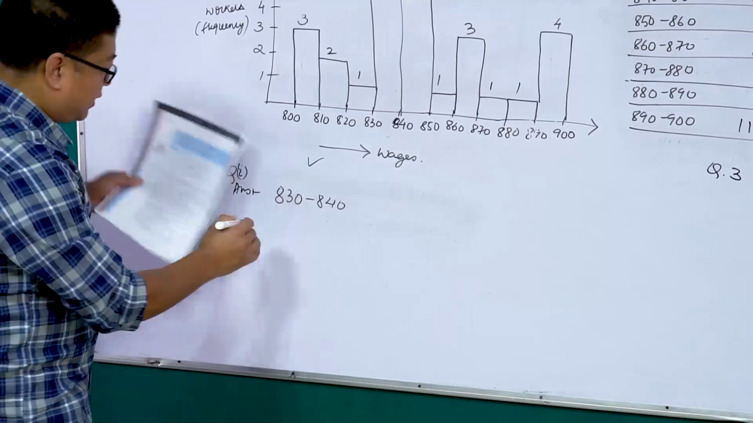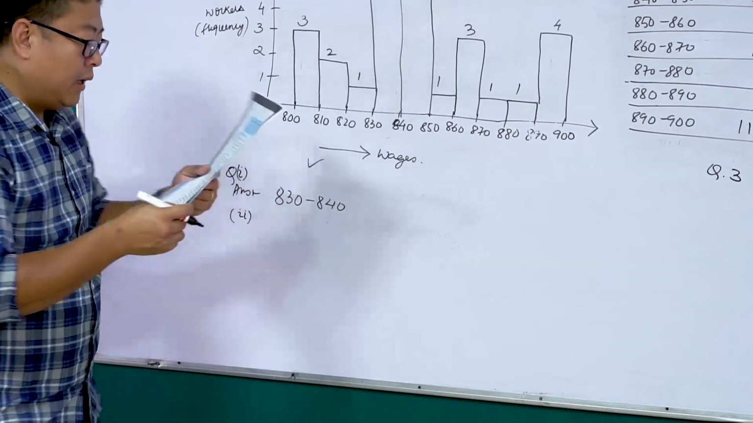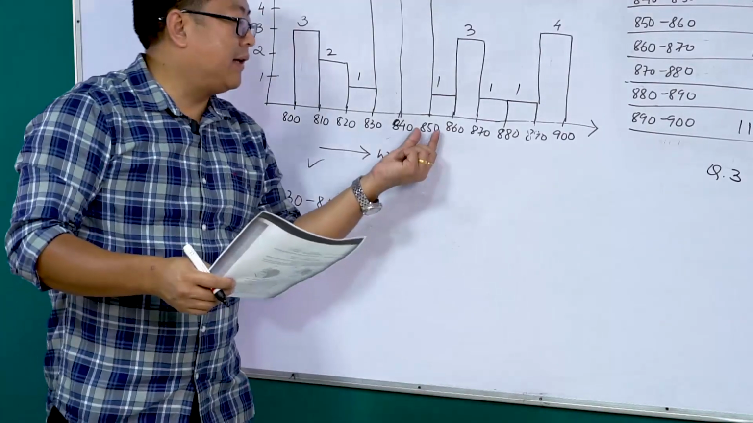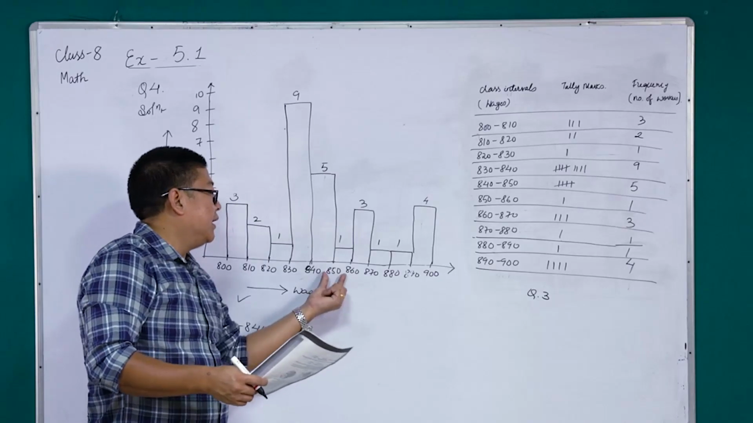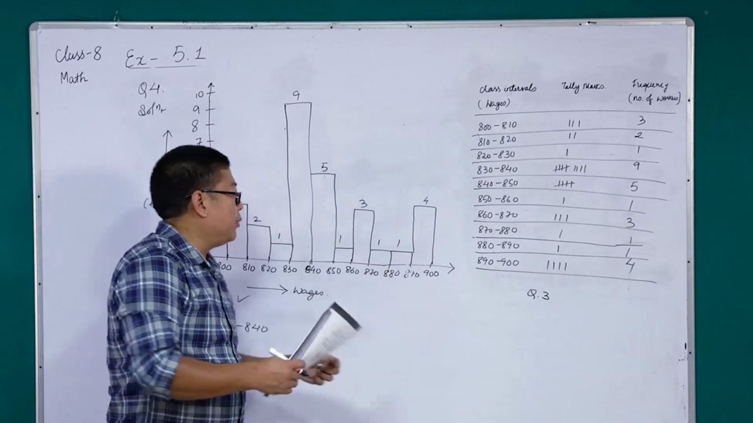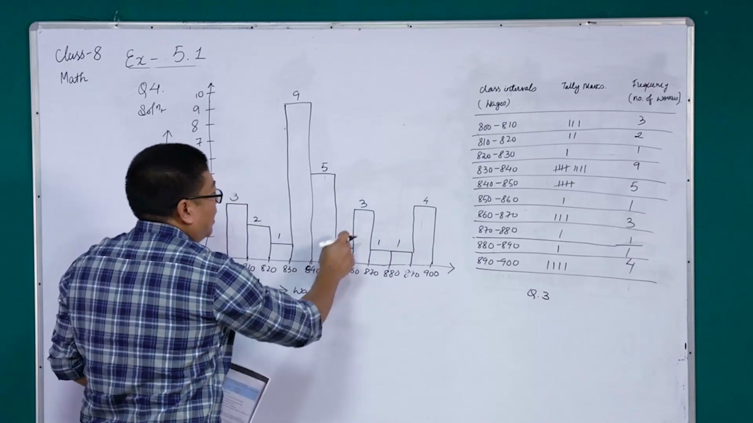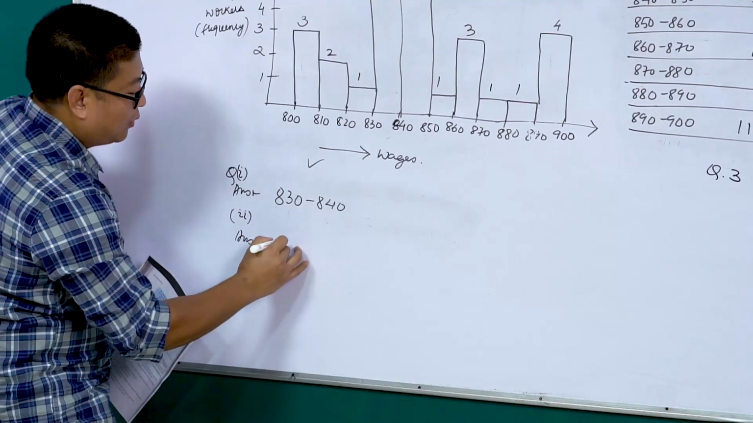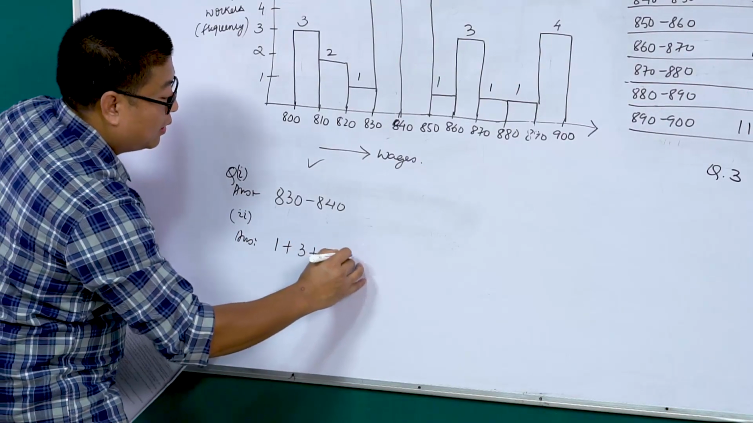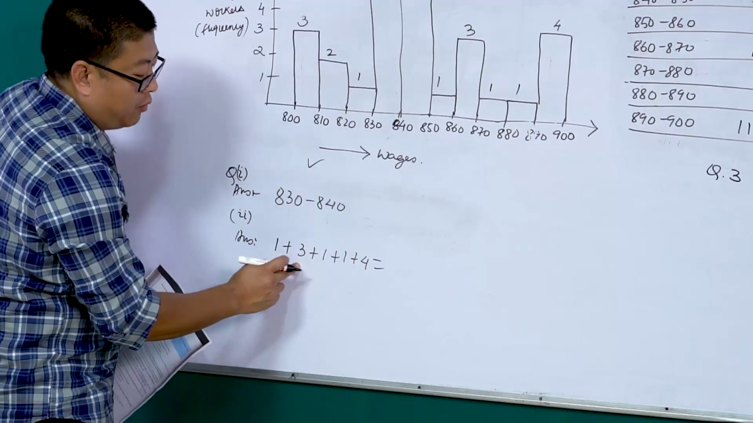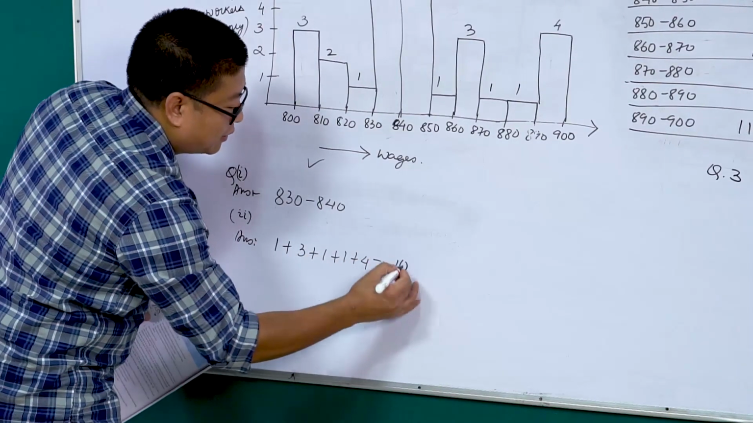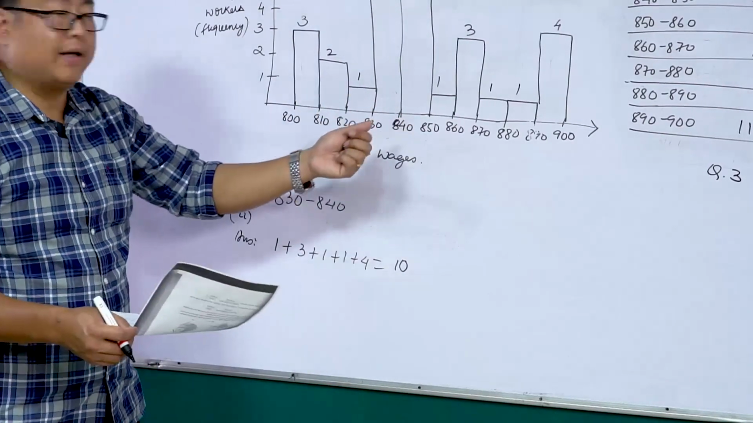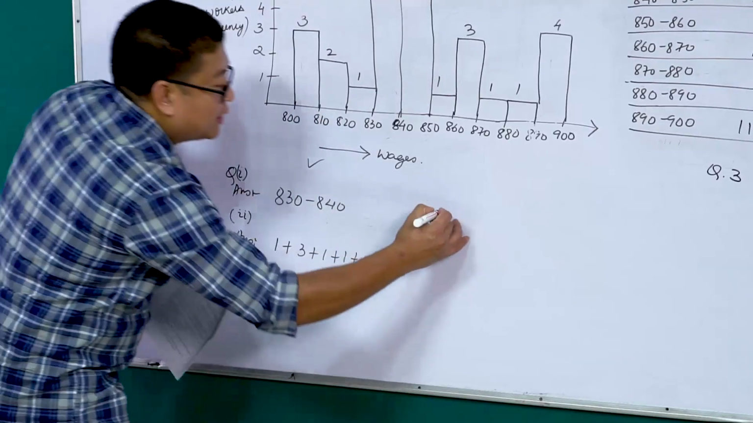Now, the second question: how many workers earn 850 and more? So 850 is here, the wages. They earn more, that means it should increase. So we will go to the right, counting to the right. We will add 1 plus 3 plus 1 plus 1 plus 4. 1 plus 3 is 4, 5, 6, and 6 plus 4 is 10. So 10 workers earn 850 and more.